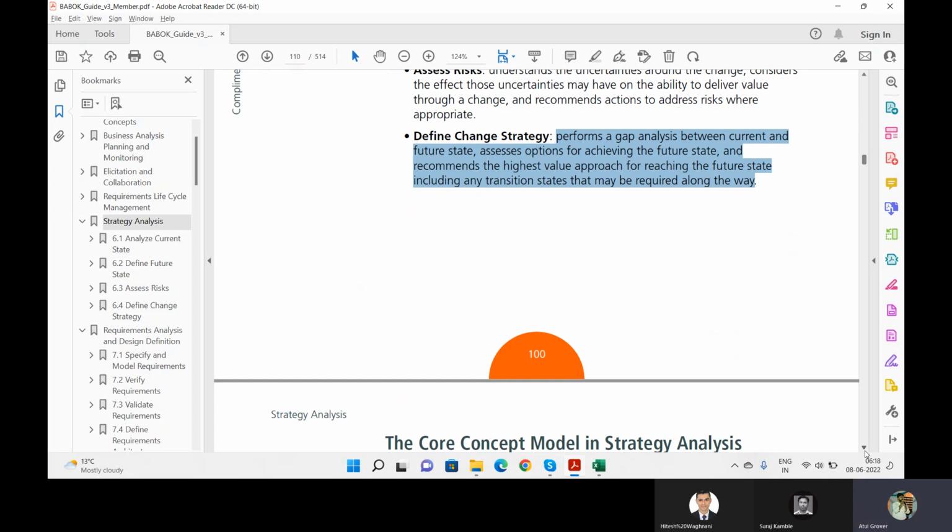ठीक है जी, क्लियर हुआ कॉन्सेप्ट यहां तक? Introduction is fine. Any doubt? Any doubt? Yes, go ahead.